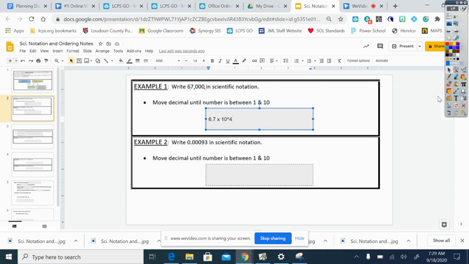Normally, when we write it, it would look a little different. But because we're on a keyboard today, just press the caret feature and then 4. That means it's a power of 4.